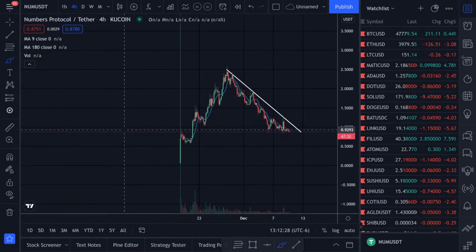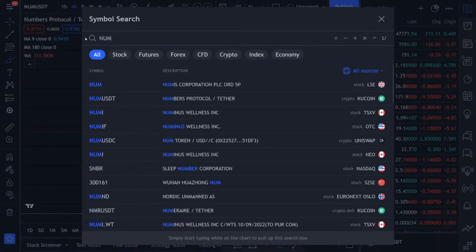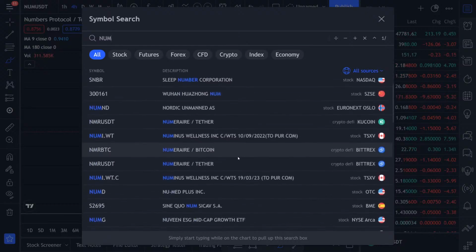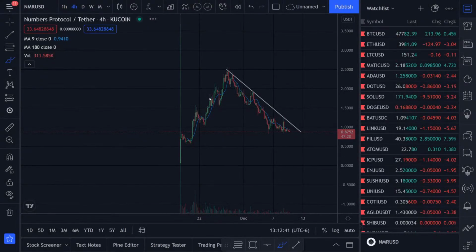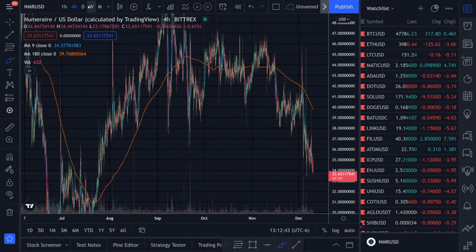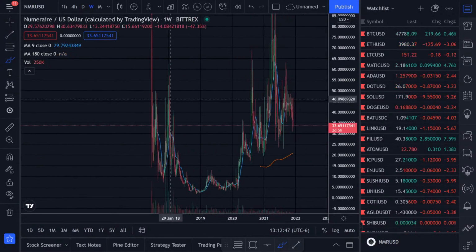Is there a better chart? Let's see, NUM. Let me see if we can find it somewhere else. It's not on Binance or maybe Bittrex. I'm trying to see if I could find a chart that has a better one. No, that's not the same one.